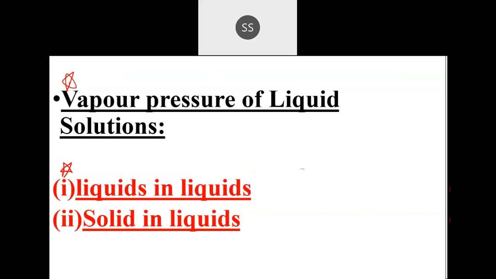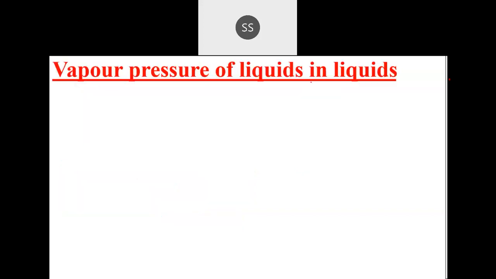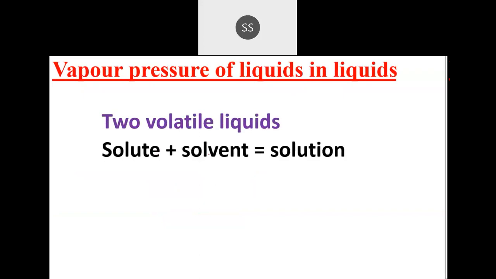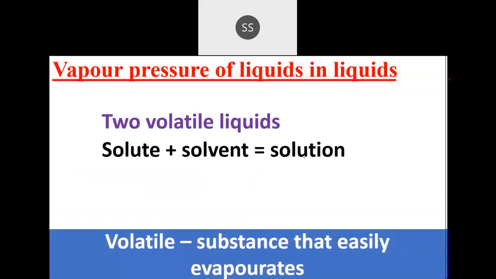Yes, we'll start with the first one, vapor pressure of liquids in liquid. So we are going to take two volatile liquids, where the solute and the solvent, both of them, are volatile in nature, which combine together to give you the solution. Now, what does volatile mean? Volatile means the substance which will evaporate easily, which will escape out easily in the form of a gas. Such substances are called volatile substances.